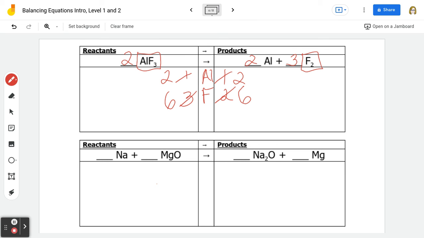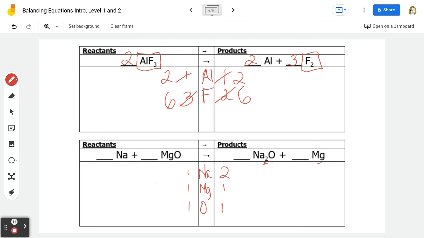For my final equation, I actually have 3 elements this time, Na, Mg, and O. Reactant side, I have 1 of each. Product side, I have 2 for Na because it has a subscript of 2. Mg and O are just 1.